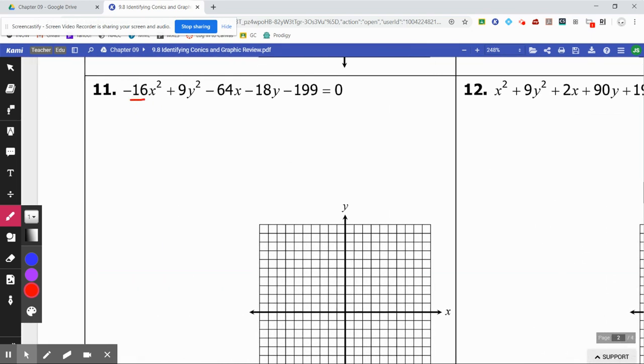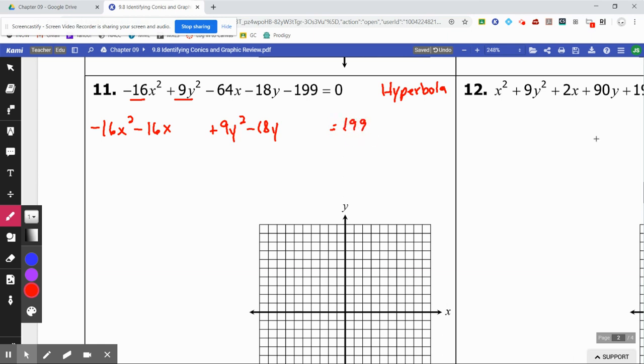Notice that your x squared and y squared terms have different signs, so therefore this would be a hyperbola. Group your x's and y's together. You have -16x squared. Actually, well, it doesn't matter. I'll go ahead and do it like this, and I'll show you how you could have done it different. Group your x stuff together, group your y stuff together, and move everything else to the other side.